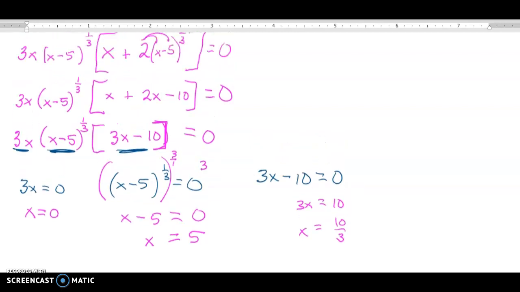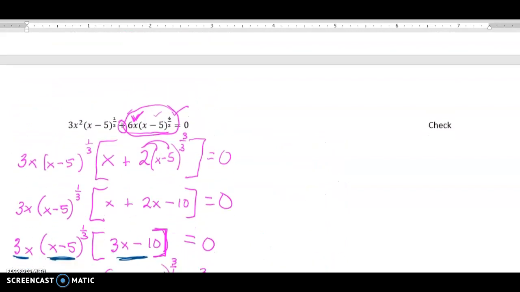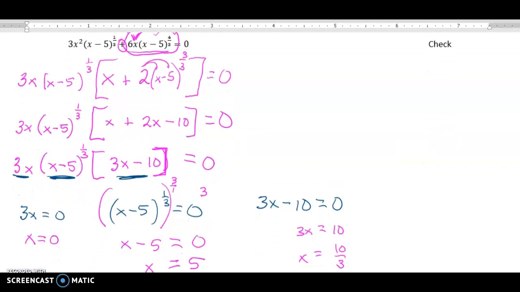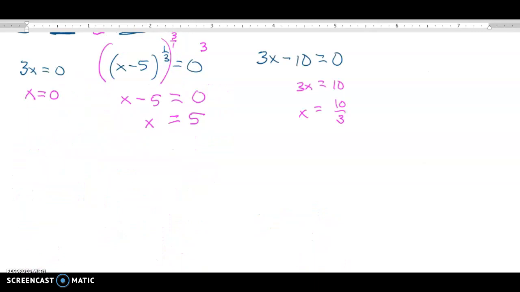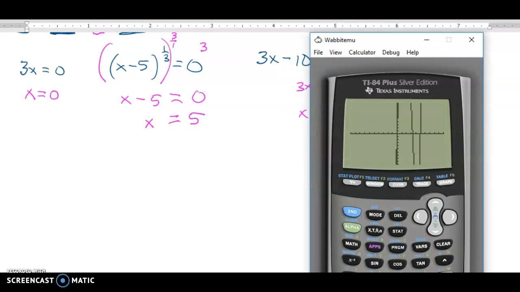Okay, we would want to check each one of these. We would want to check each one. Since I'm running a little bit short on time, I went ahead and typed it into the calculator so that you could see that the solutions are 0, 10/3, which is 3 1/3, and 5. So I just typed the original problem into y equals. And when you graph it, you can see the solutions.